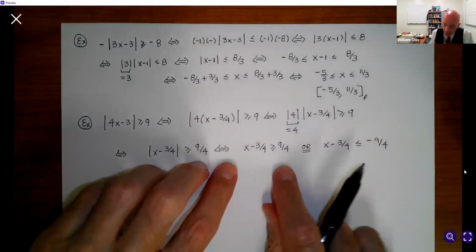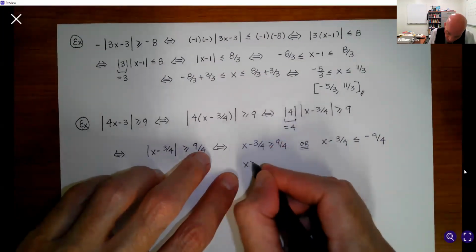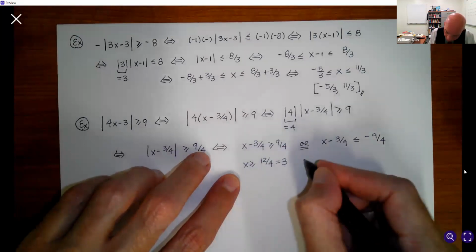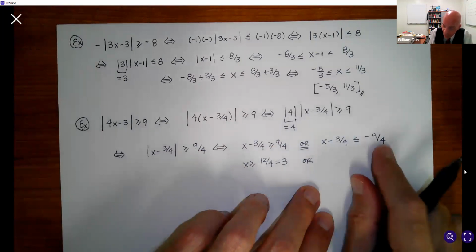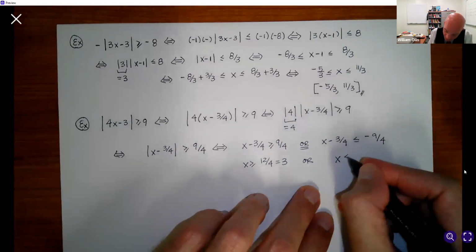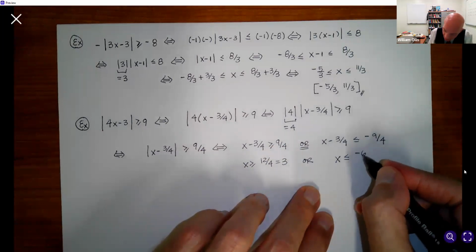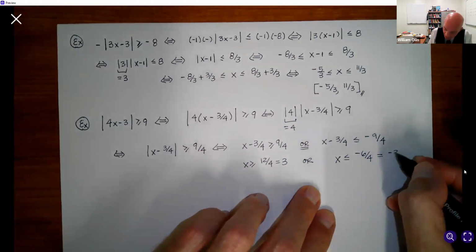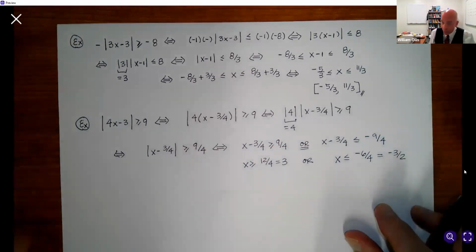So at this point, we're just adding 3/4 to 9/4. So x will be greater than or equal to 12/4, which is just 3. And now, of course, we're adding 3/4 to -9/4. So x is less than or equal to, in this case, -6/4. -9 plus 3 is -6. And this reduces to -3/2 if we absorb the 2's that are available in 4 and 6.